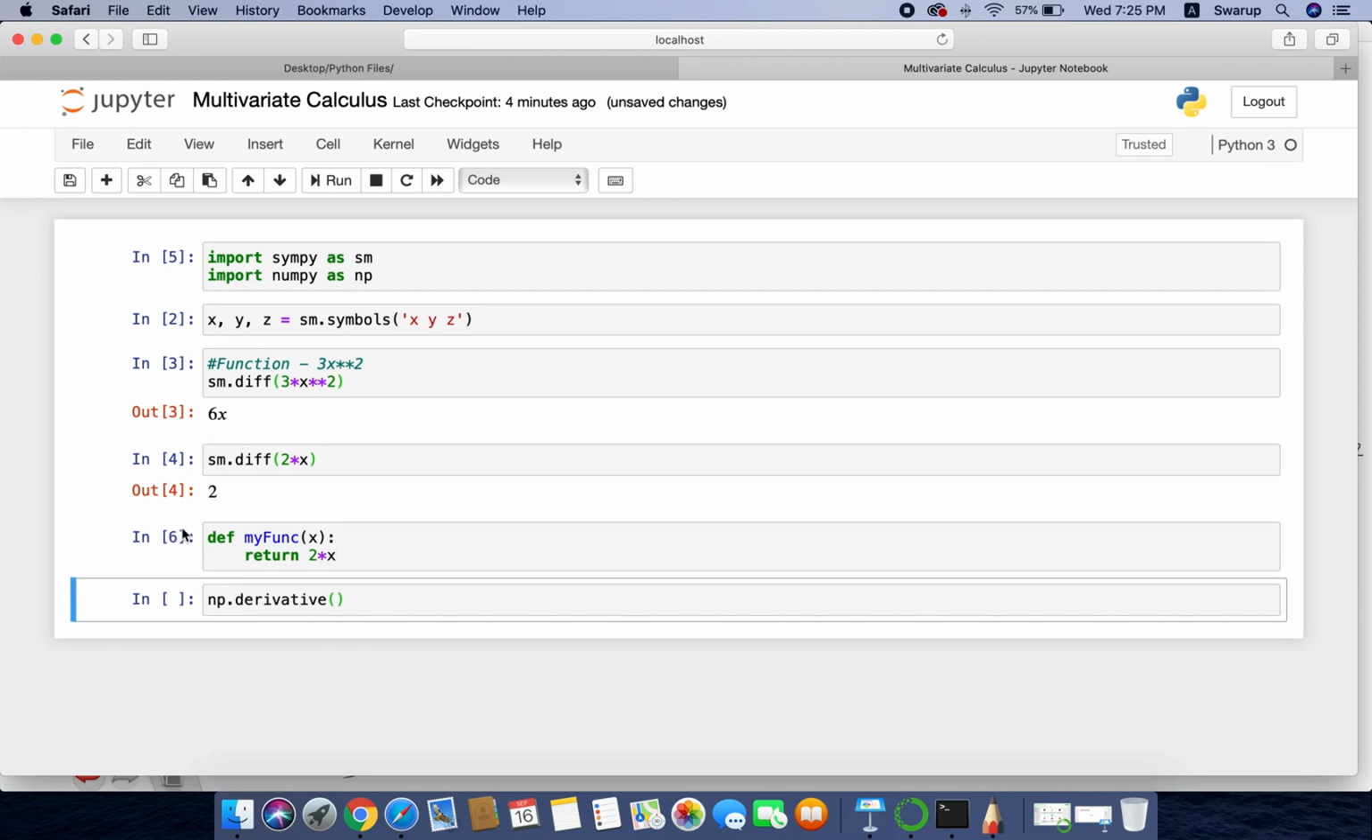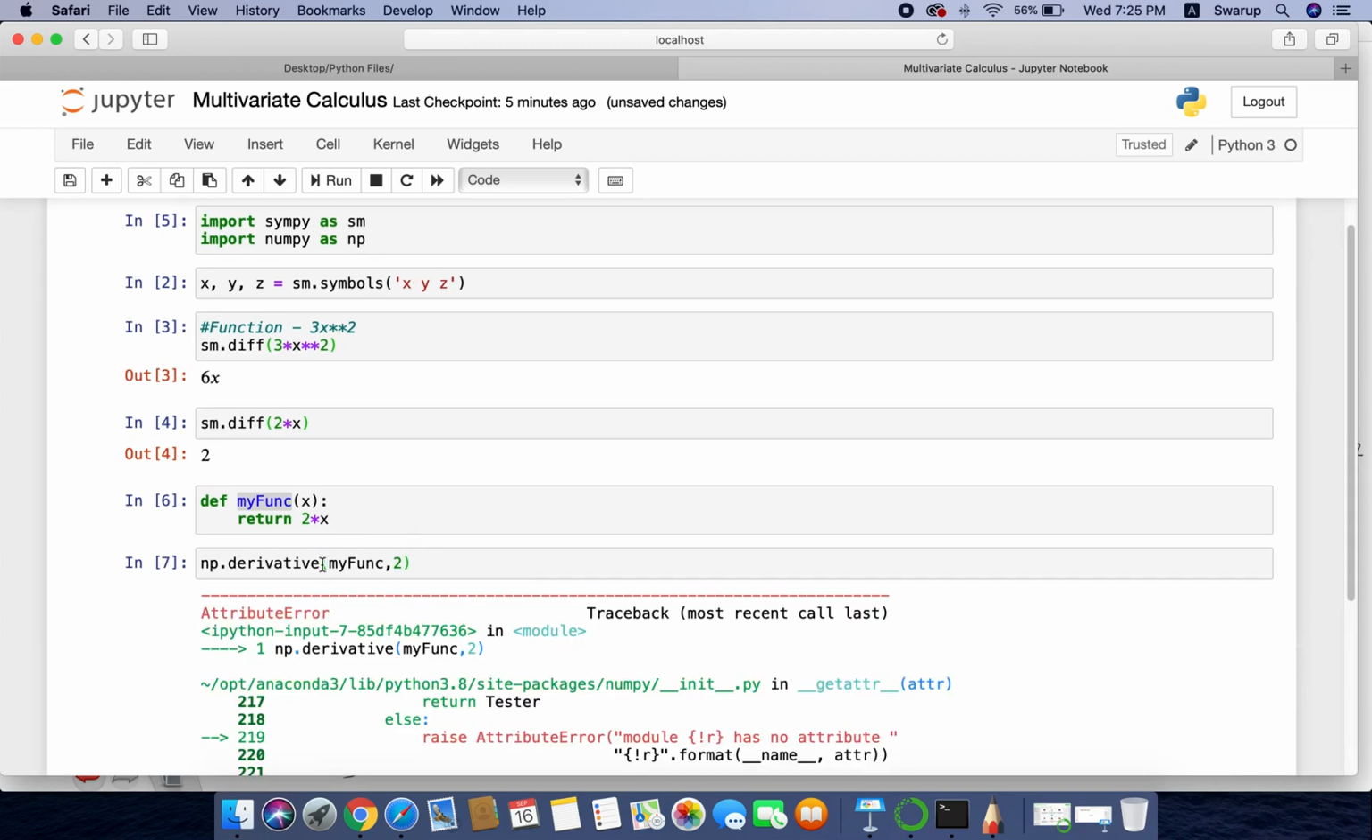Now to call this function within this derivative, to see the derivative of this particular function, we can just pass it like this in NumPy as an argument. And we also have to pass the value here. Okay, like I'll say 2, or any value. We have to pass some kind of value here. Okay, just a second.